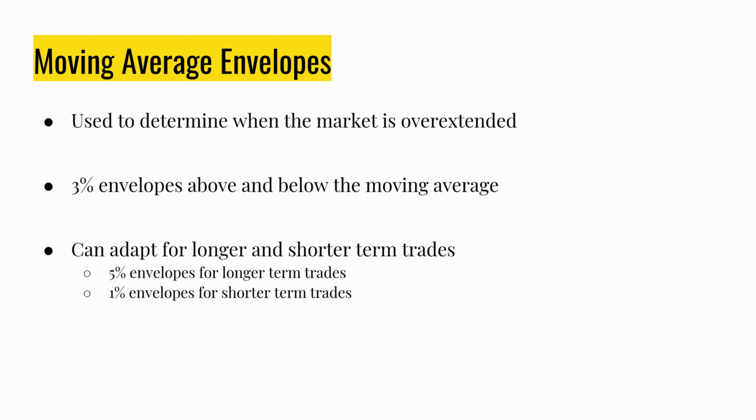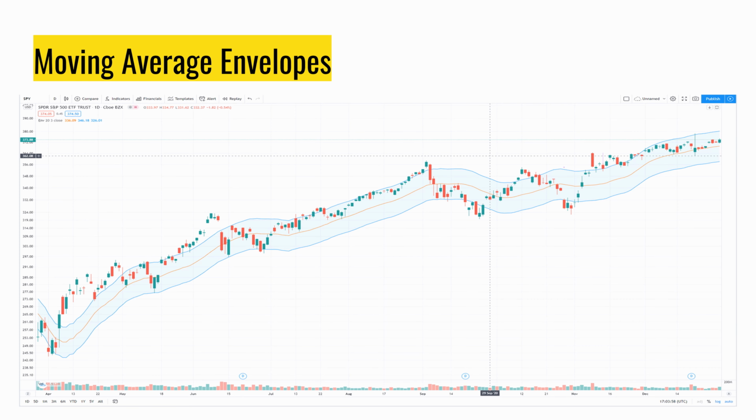Like other indicators, a moving average envelope can be adapted for longer and shorter term trades. For instance, a 5% envelope will be used for a longer term trade, while a 1% envelope will be used for a shorter term trade. Here we see SPY on the 1-day time frame. I also put a 3% envelope with a 20-day moving average represented by the orange line.